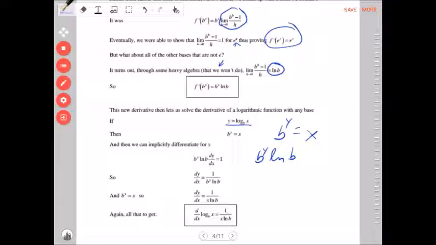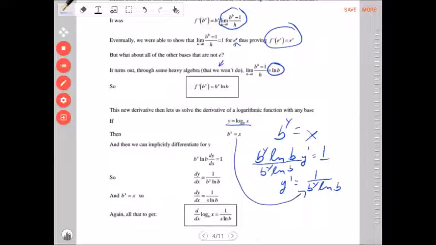And then you have to take the chain rule, so just y prime, and the derivative of x again is just 1. Then of course if you divide out by ln b, y prime or dy/dx is equal to 1 over b to the y ln b. And remember, we said that b to the y equals x. So the derivative of the log function is just 1 over x ln b.